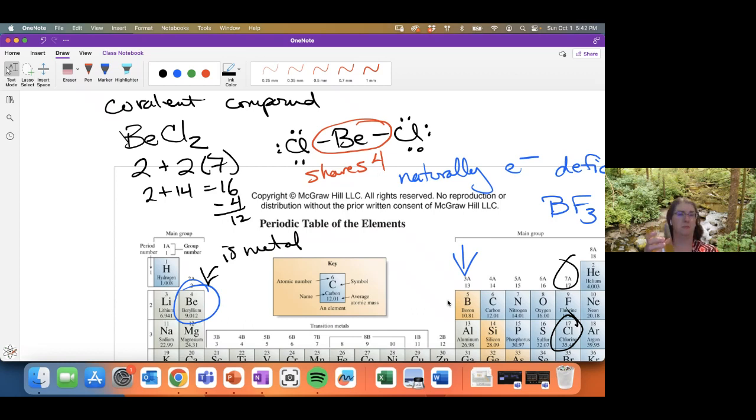They do have essentially their own what they're satisfied with. So I'm trying to not say they have their own octets because octet means 8. Neither one of them are an 8 thing. But they both have their own what they're satisfied by and what they're satisfied with. So they're unique. So those are the exceptions for boron and beryllium.